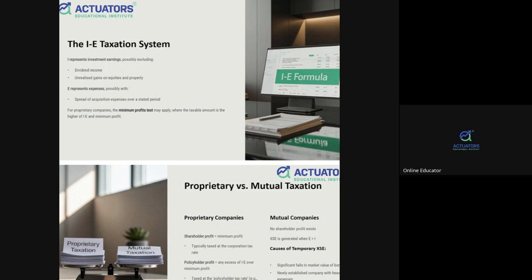Yeah. But what needs to be understood here is that you do not have a policyholder profit component if the minimum profit test bites, right? If your trading profit is greater than I minus E, there is no policyholder profit component. You just get taxed on the entire trading profit amount. Okay. So far, so good, guys.